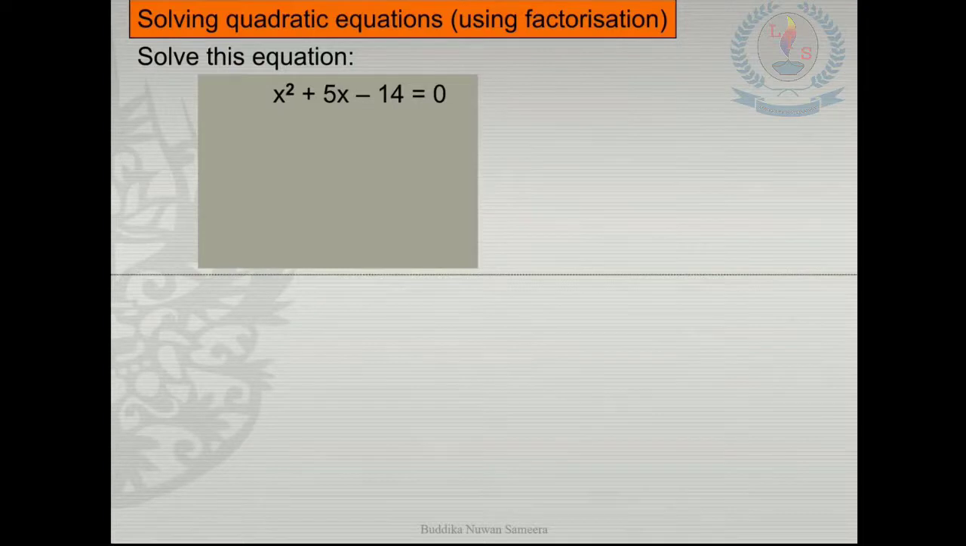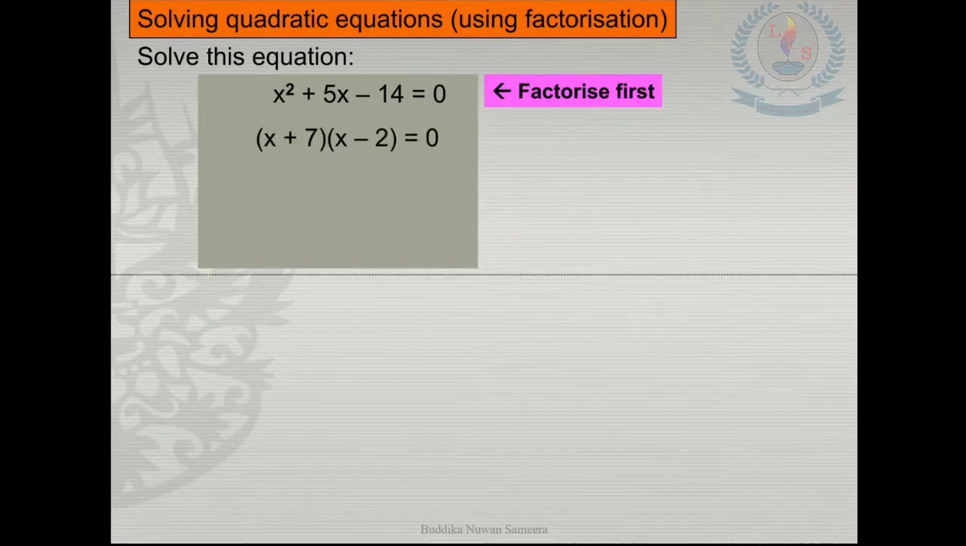Solve the equation x square plus 5x minus 14 equals 0. The first thing is you have to factorize x square plus 5x minus 14. To factorize this expression from minus 14, you need to make plus 5. So when you multiply plus 7 by minus 2, minus 14 is coming, and when you add plus 7 and minus 2, plus 5 is coming.